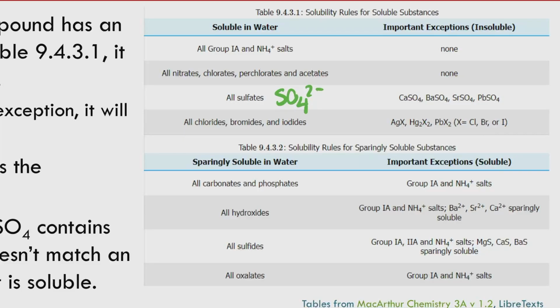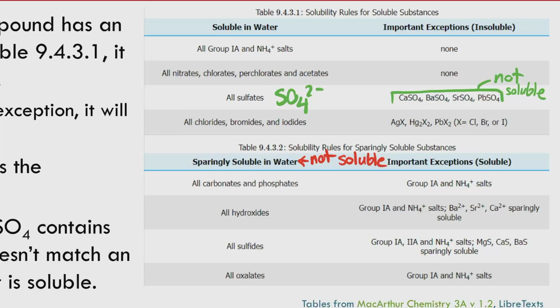SO4 2- is sulfate. Those are generally going to be soluble unless they're paired with calcium, barium, strontium, or lead-2. So these are not soluble. This is slightly different from the solubility table that shows up on your green sheet. And then in this second table, we've got things that are not soluble. Here it's written as sparingly soluble to convey that idea that a little bit of it dissolves, but we would generally consider it to not be dissolved.